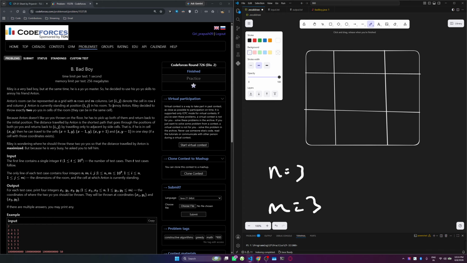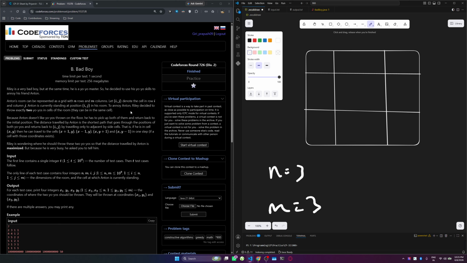Let IJ denote the cell in row I and column J. Anton is currently standing at position IJ in his room. To annoy Anton, Riley decided to throw exactly two yo-yos in the cells of the room. They can be in the same cell.